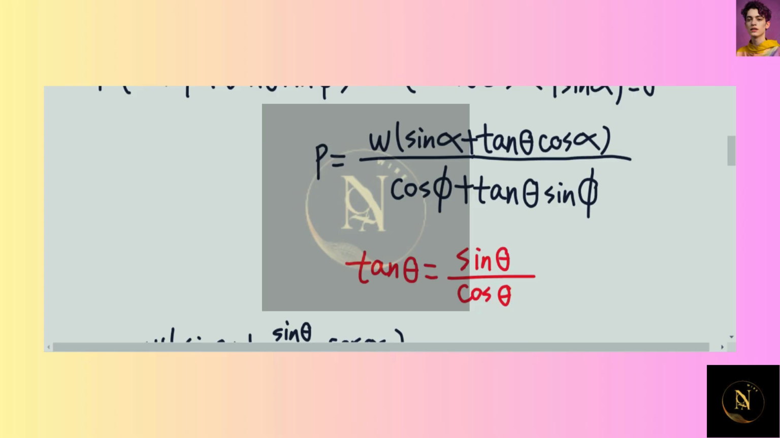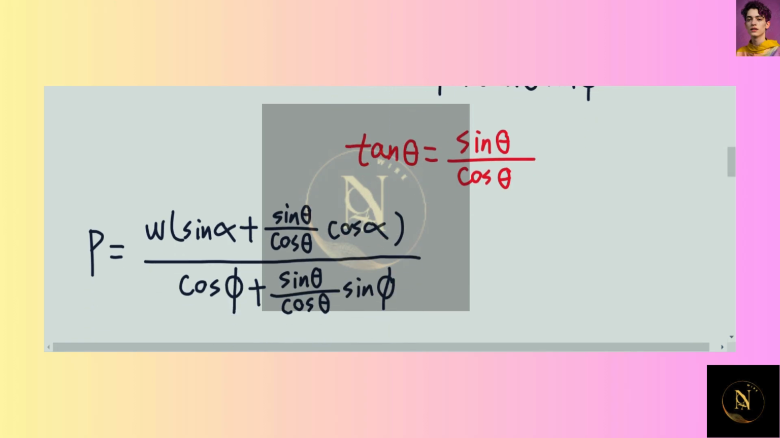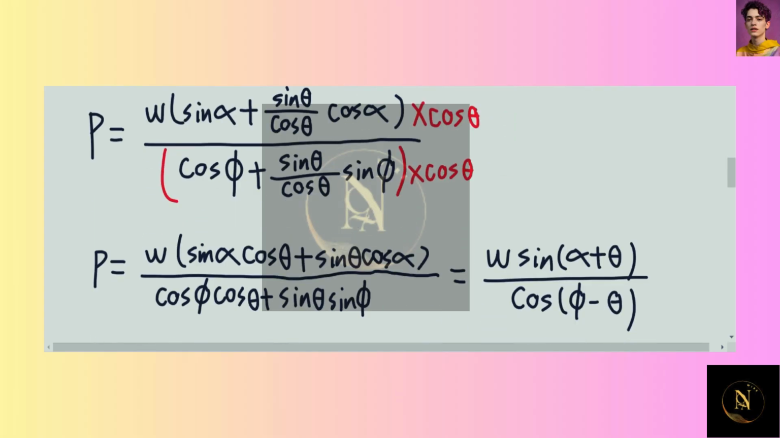And remember, tangent theta is equal to sine theta over cosine theta. So we have P equal to W times (sine alpha plus sine theta over cosine theta times cosine alpha) over (cosine phi plus sine theta over cosine theta times sine phi). So now we can multiply by cosine theta up and down. And this will give us force P equal to W times (sine alpha cosine theta plus sine theta cosine alpha) over (cosine phi cosine theta plus sine theta sine phi).